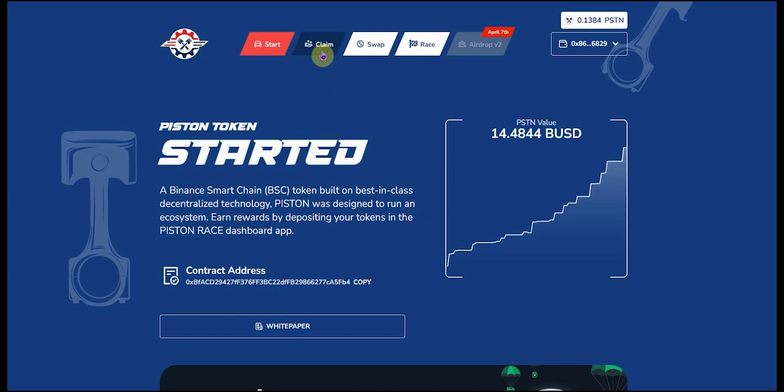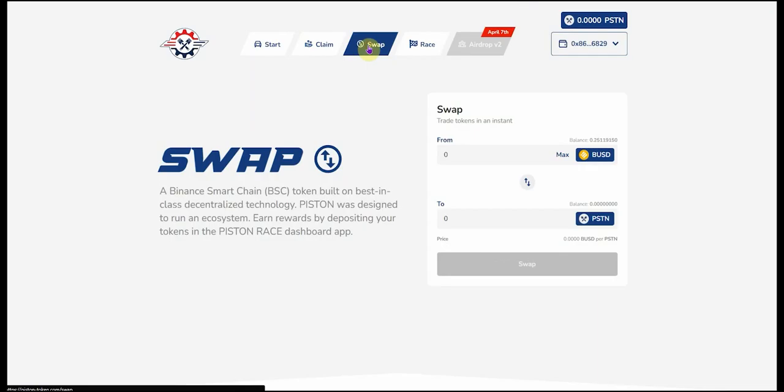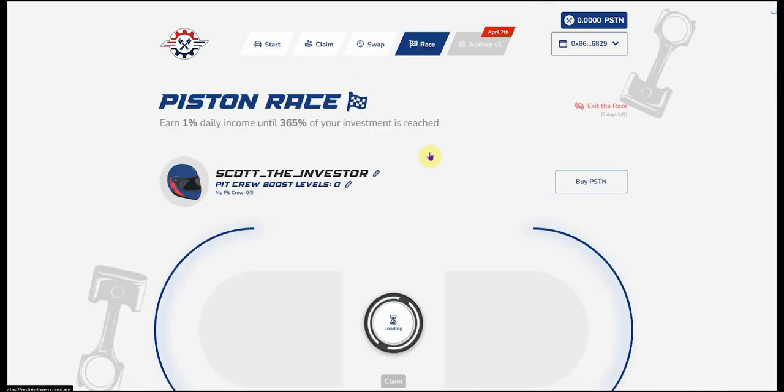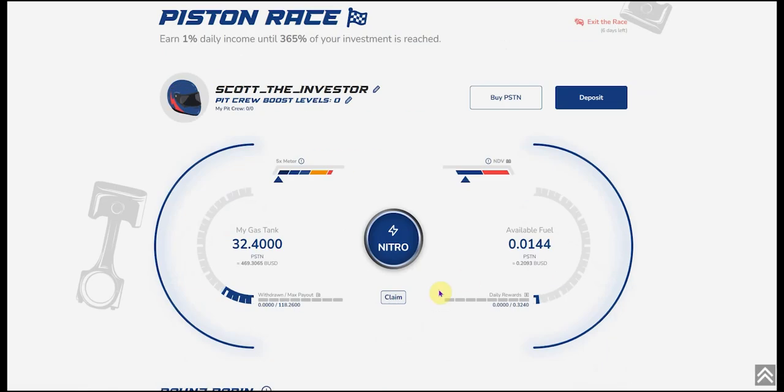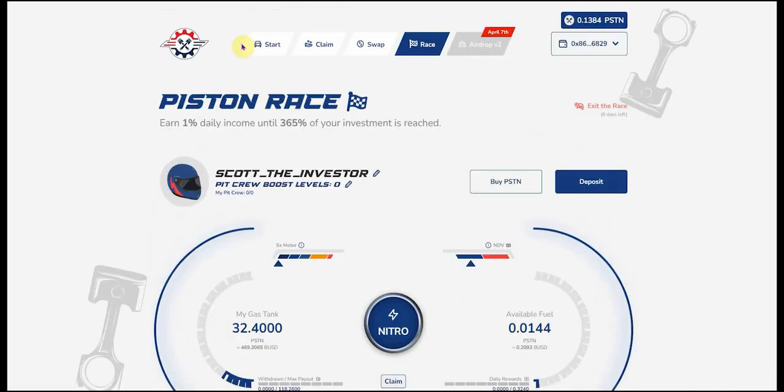You've got your claim tab, and this is if you got in on the pre-sale. Swap is like the native DEX, similar to the swap page on the Drip site. In this case, you're still on the Binance network, but you're exchanging BUSD instead of BNB for the Piston Token. But the functionality of this is exactly like Drip. And then the race, this is really where you're staking it. This is like the faucet, but obviously it's pretty cool.